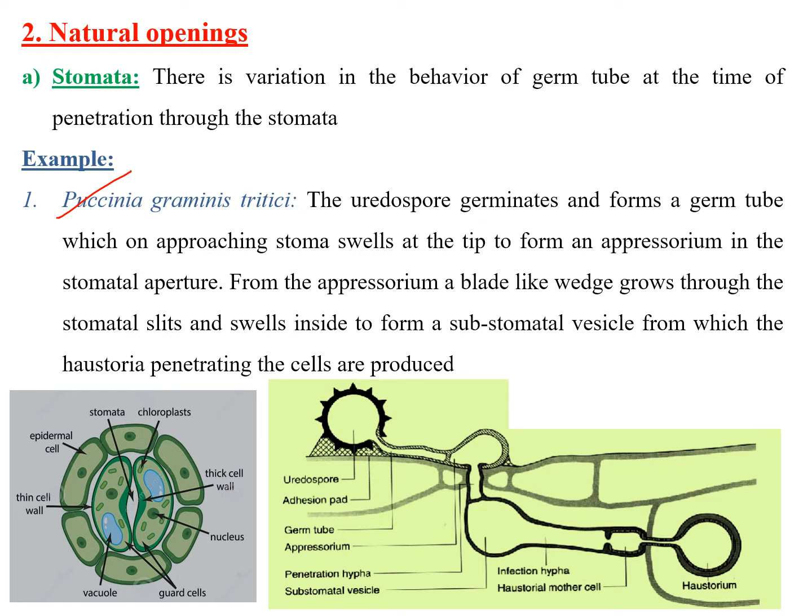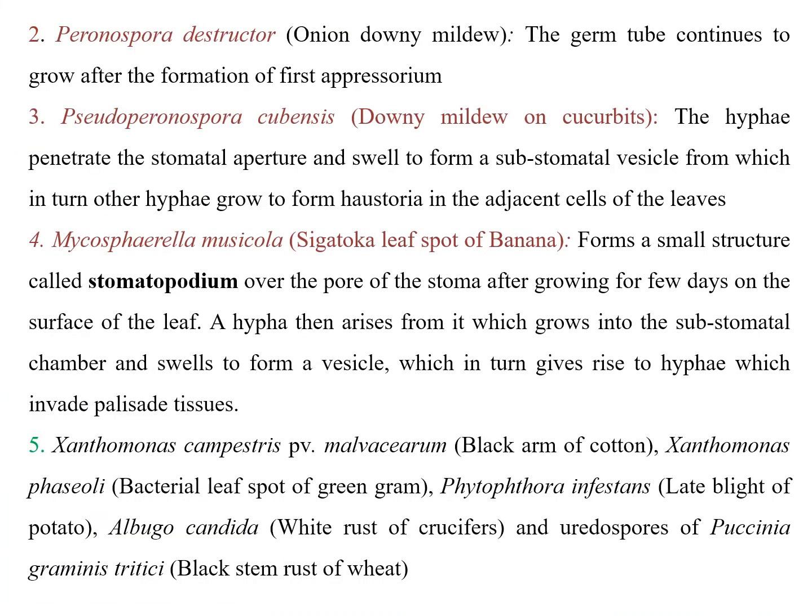After formation of the appressorium in the stomatal aperture, from that appressorium a blade-like wedge grows through the stomatal slits. Here you can see a blade-like wedge which grows through the stomatal slits, and it swells inside to form a substomatal vesicle. From this substomatal vesicle, haustoria are produced into the individual cells to absorb the nutrients from the individual cells of the host. So this is in case of Puccinia graminis tritici. That means it produces a substomatal vesicle, and from that vesicle haustoria will be produced.